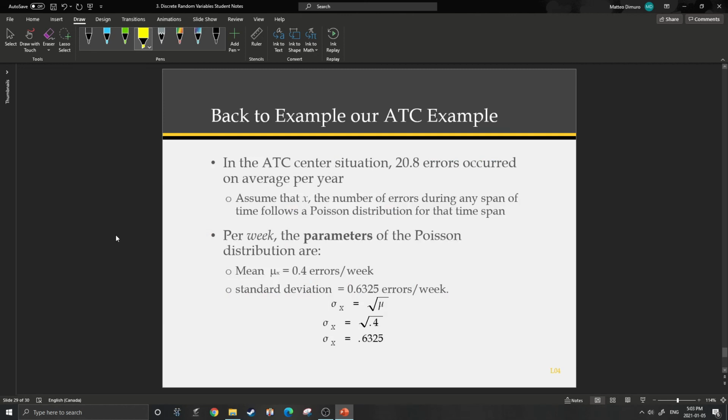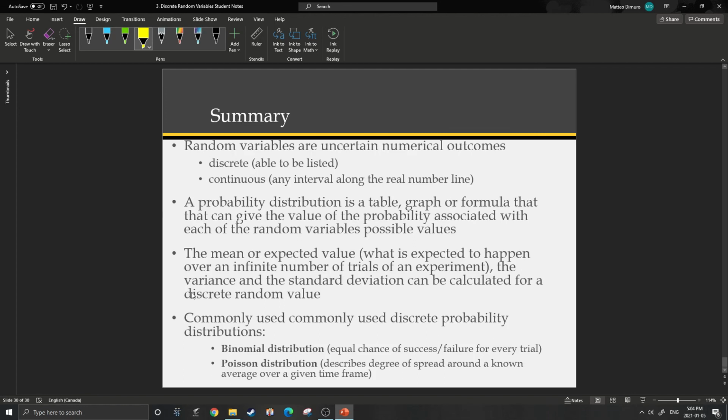Okay, so let's go back to that last example and just very quickly calculate the mean and the standard deviation. So same exact numbers, 20.8 errors occurred in the average year, and we're assuming that x is the number of errors during a week. So we divide the 20.8 by 52, and we get our mean of 0.4 errors per week. And because the standard deviation is equal to the square root of the mean, you plug in 0.4, do the square root of it, and you're going to get your standard deviation. So I could ask you a question like that.